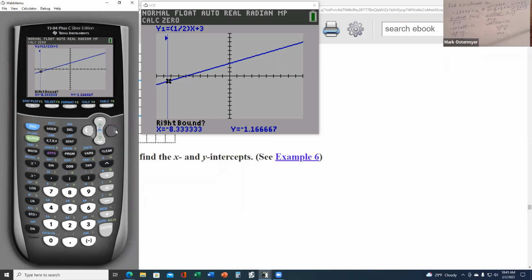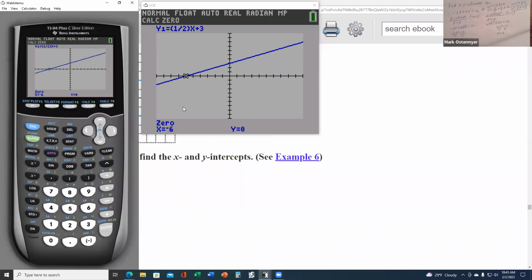By virtue of the way this graph slants as it goes to the x-axis, we have to navigate our blinking cursor so it's a little bit above the x-axis, so that that blinking cursor projects down to the x-axis at a point that's to the right of the x-intercept we wish to find. That's why it's called a right bound. Hit enter. Now hit enter again, and boom, your x-intercept is (-6, 0). Everybody see that there? That's your x-intercept.